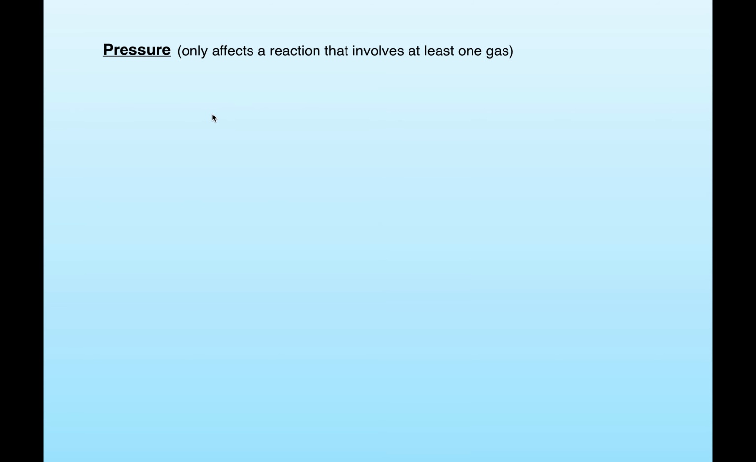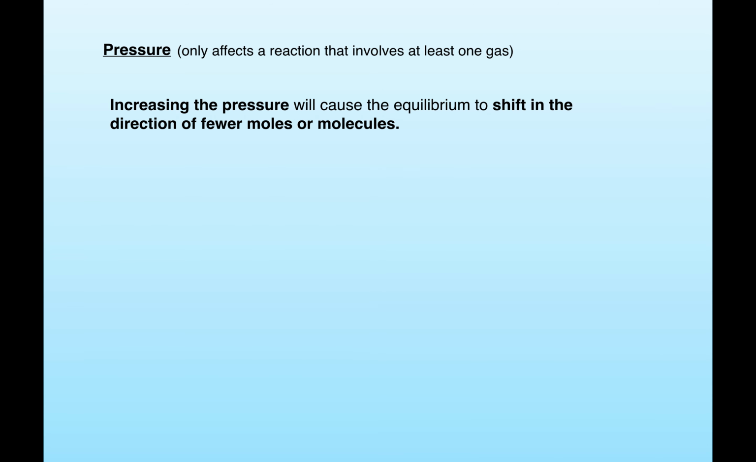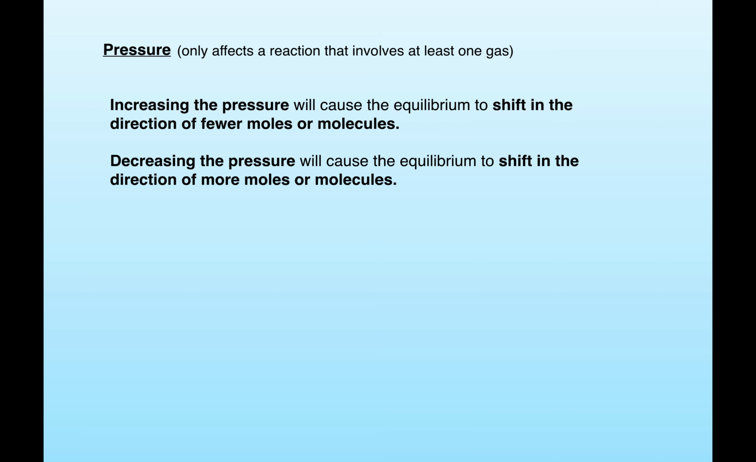Right, pressure. Obviously, this only affects equilibria that involve at least one gas. So, what's the general idea? If I increase the pressure, the equilibrium will shift in the direction of fewer moles or molecules in order to try and decrease the pressure again. So fewer moles and molecules will mean less pressure. If I decrease the pressure, this will cause the equilibrium to shift in the direction of more moles, in order to make more moles, molecules, and to increase the pressure again, to resist the change.